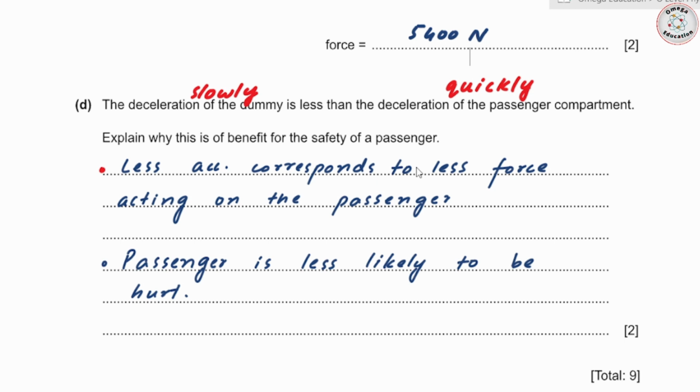All right. So why is this of benefit for the safety of the passenger? Slower deceleration of the dummy compared to the higher deceleration of the passenger compartment. So less acceleration corresponds to less force, because we know F equals mass times acceleration. If acceleration is less, the force exerted would also be less, and the passenger is less likely to be hurt.